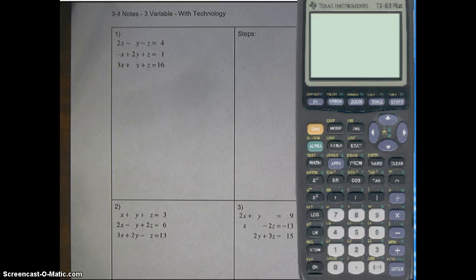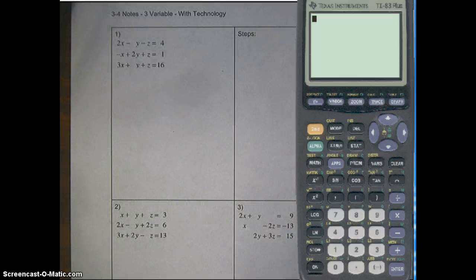Today I'm going to show you how to solve systems of equations using the calculator. This is what we did in class on October 6th and 7th, and it's the follow-up to solving systems of equations using Gaussian elimination.